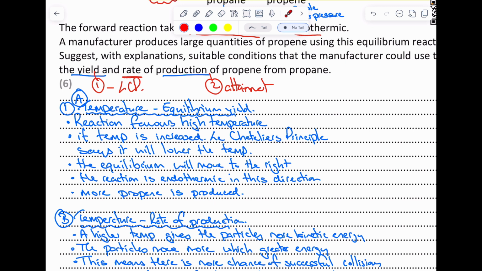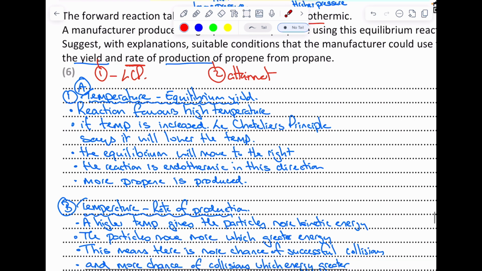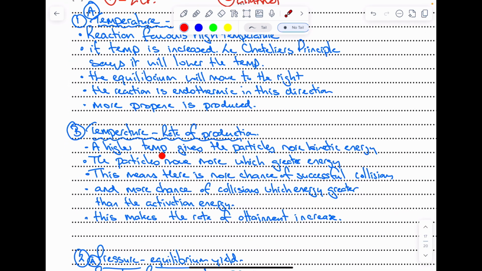If we now look at temperature on the rate of production, if we have a high temperature, then the particles will have more kinetic energy. If they've got more kinetic energy, they will move with greater energy. Therefore, there'll be more chance of successful collisions, and more chance of those collisions having energy greater than the activation energy. This makes the rate of attainment increase as well.